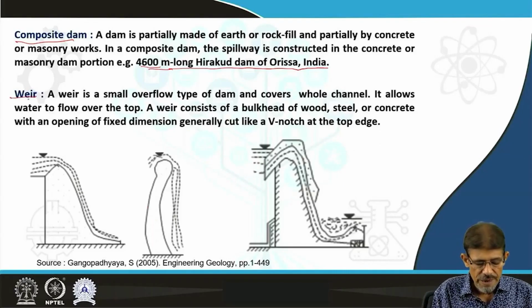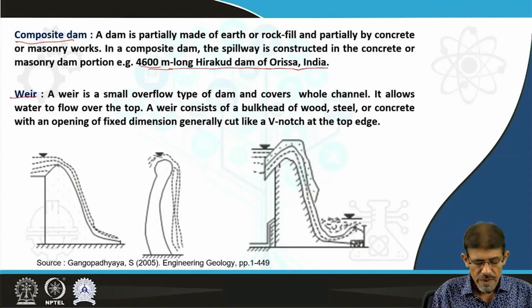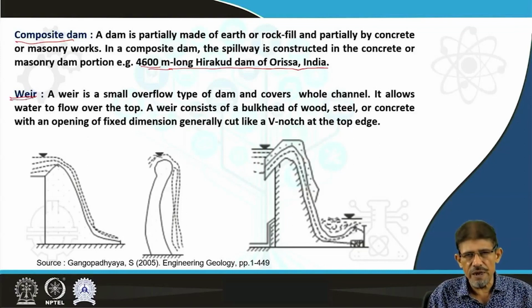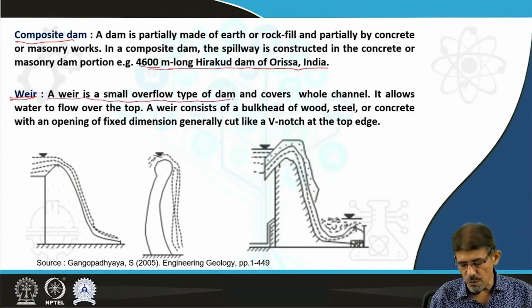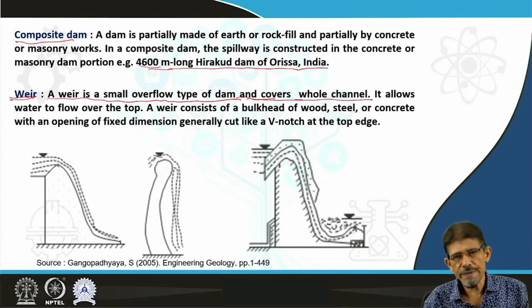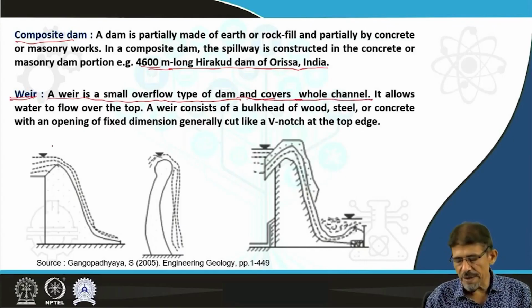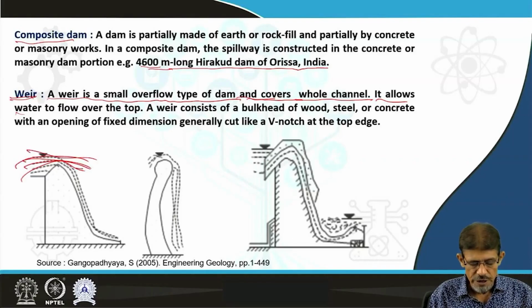Next is the weir. A weir is a small gravity type of dam, very small in dimension, but structurally the same as the overflow section we utilize in a gravity dam. A weir is a small overflow type of dam and covers the whole channel as a barrier. It allows water to flow from the top of the structure.